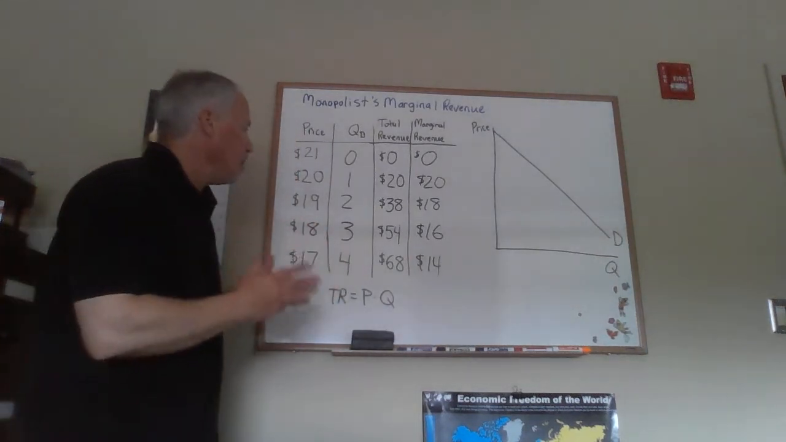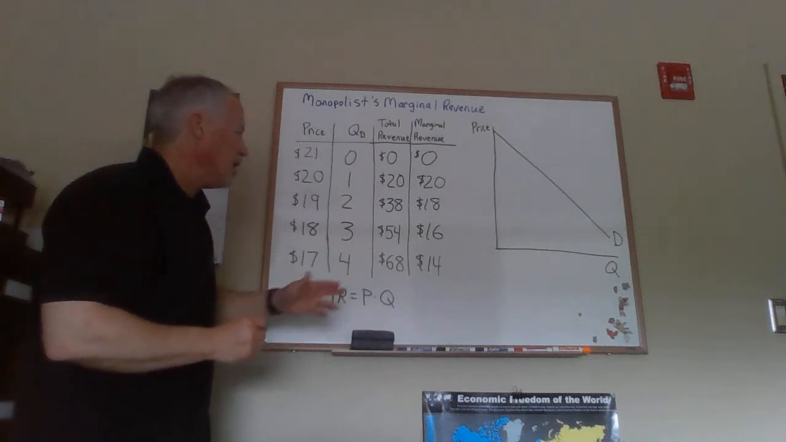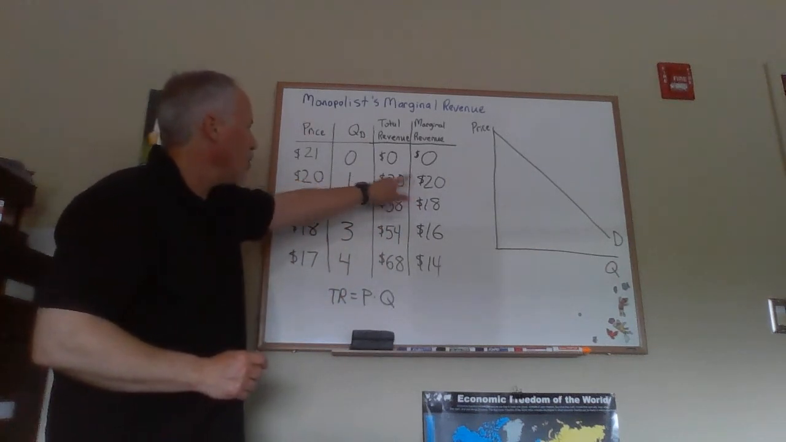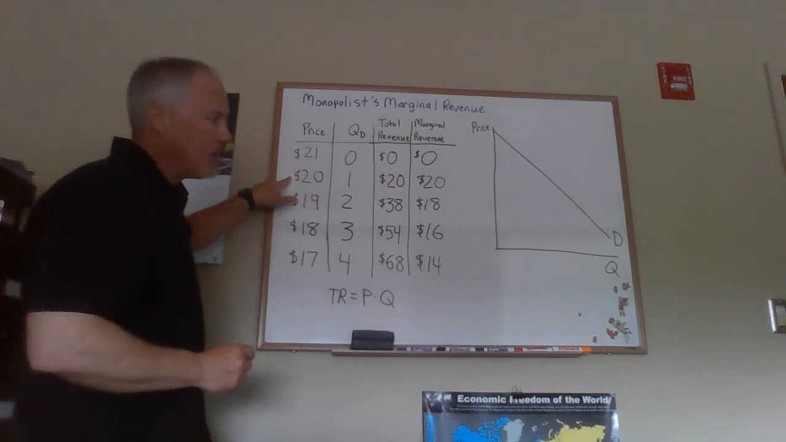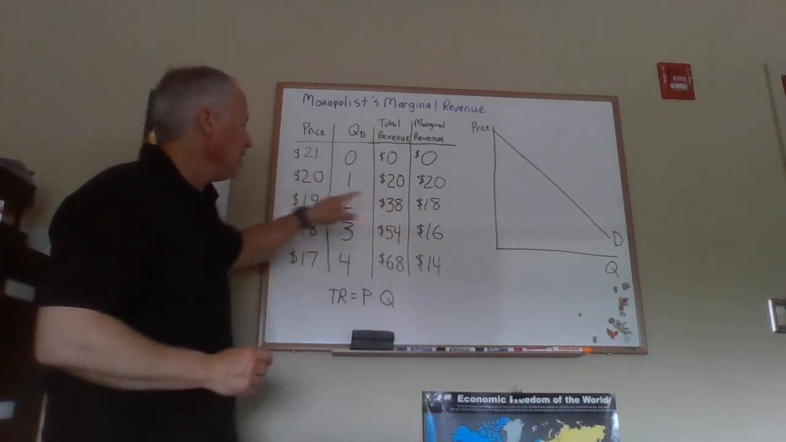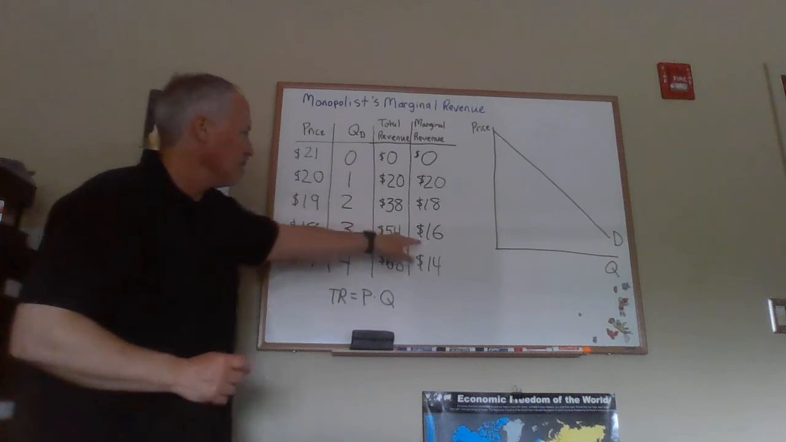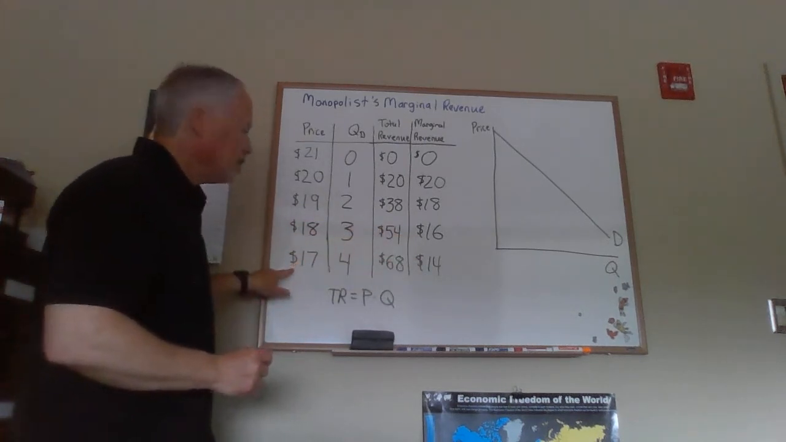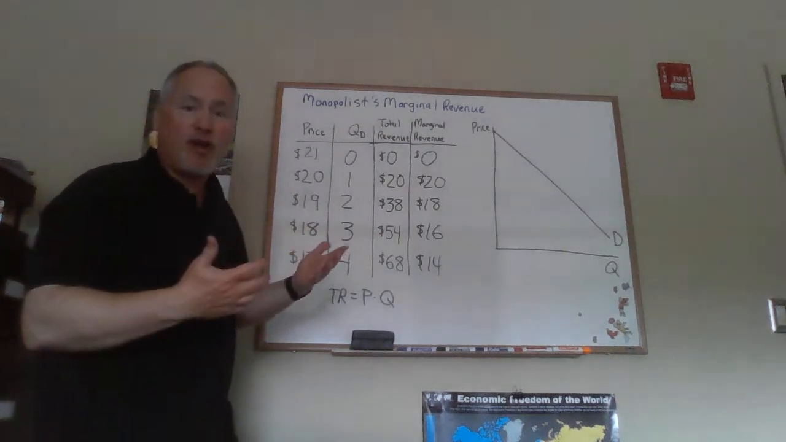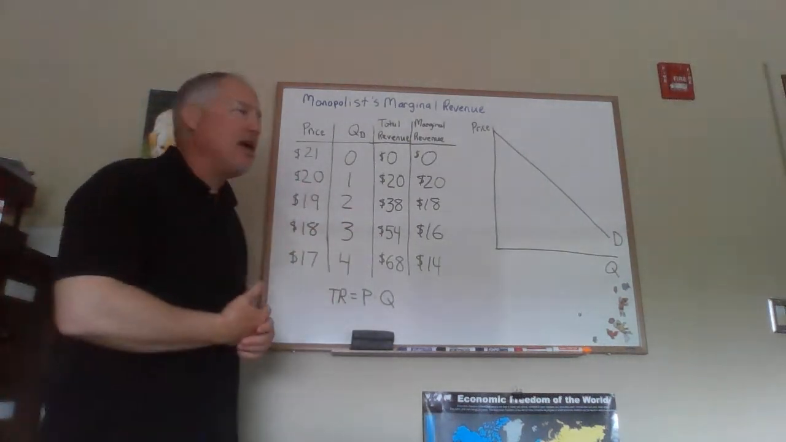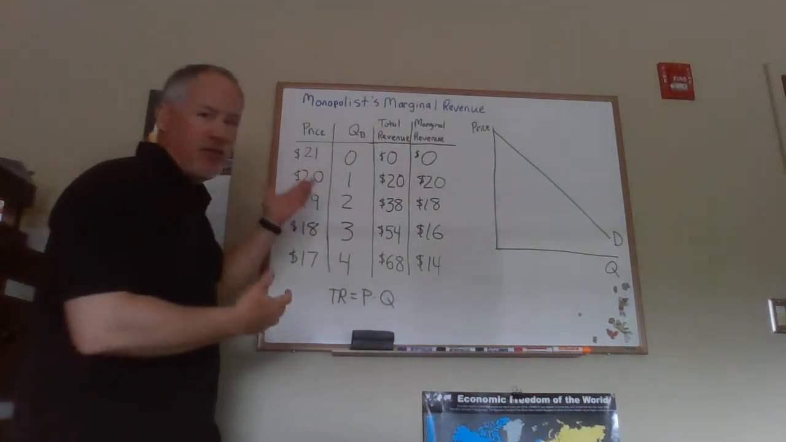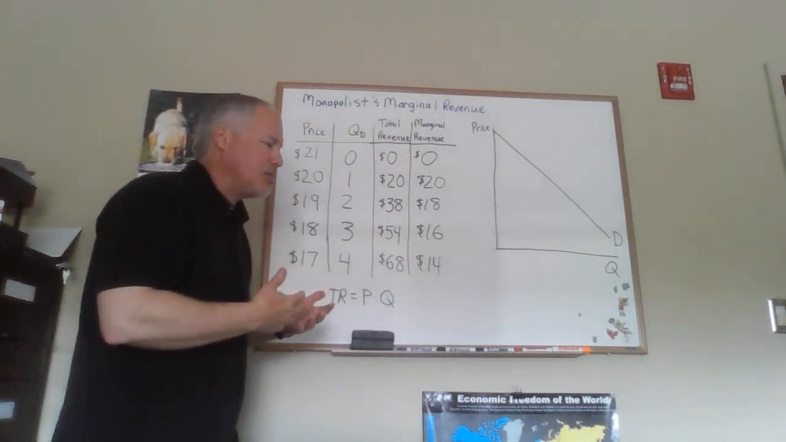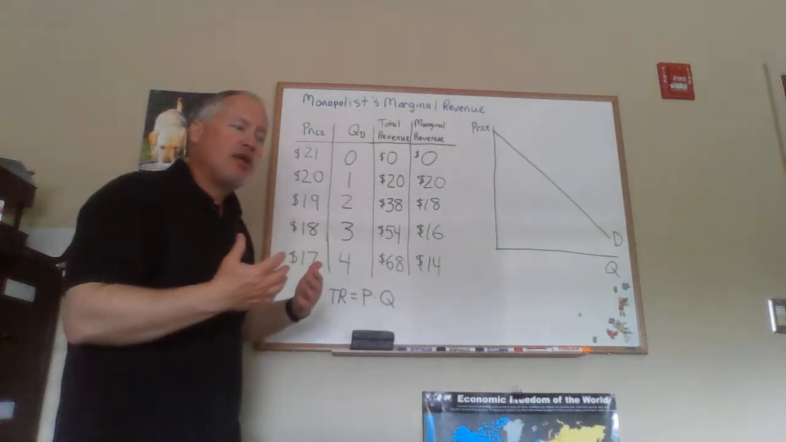So that's the marginal revenue, and it's a pretty simple calculation. Let's think about it a little bit. What's going on here? We can see that the marginal revenue initially is 20, and that's the price. But then it's 18 versus a price of 19, 16 versus a price of 18, and then 14 versus a price of 17. So the marginal revenue is less than the price, except for the first unit, because it's equal to the price.